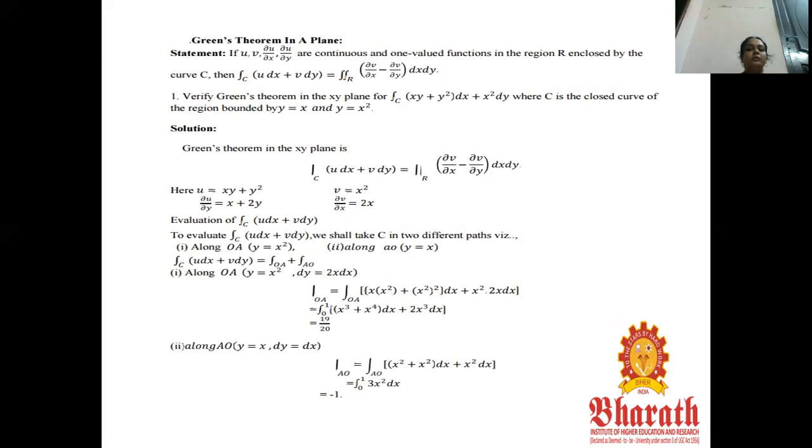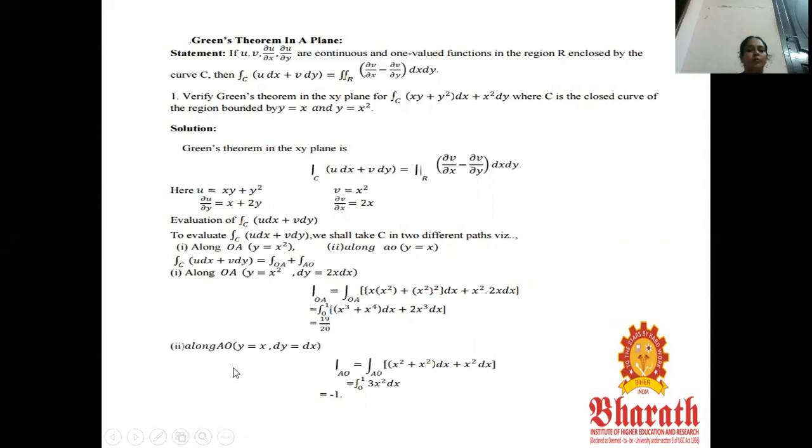Here y equal to x square, differentiating, gives dy equal to 2x dx. So in the left hand side we replace y by x square and dy by 2x dx. It becomes x times (x square) plus (x square) whole square, dx, plus x square into 2x dx. After simplification, x cube plus x power 4 dx plus 2x cube dx. Arranging the terms, it becomes 3x cube plus x power 4 dx, and we integrate with respect to x. After integration and substituting the limits, we got 19 by 20.